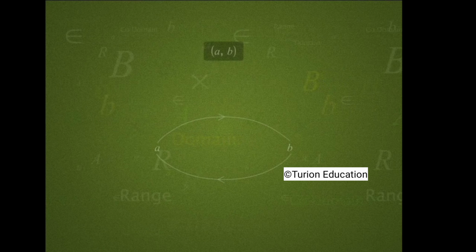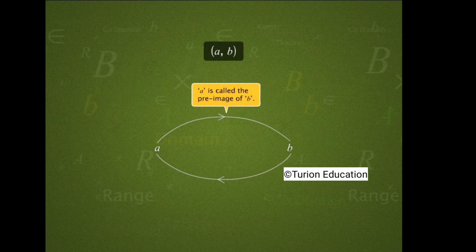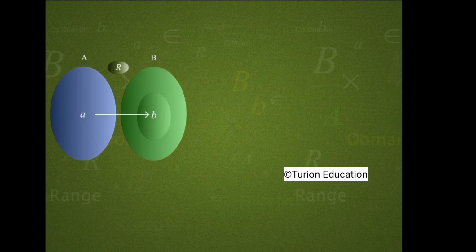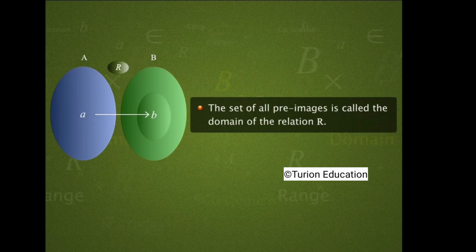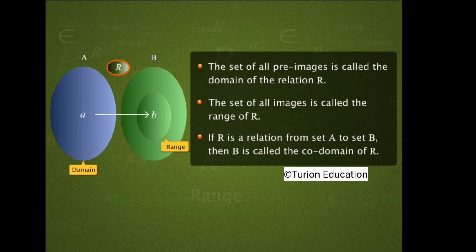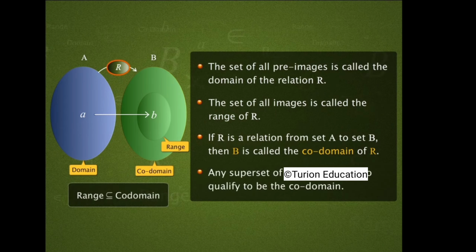Recall that in the ordered pair (a, b), a is the pre-image of b, and b is called the image of a. We also know that the set of all first elements or pre-images of relation R is called the domain of the relation R. The set of all second elements or images is called the range of R. If R is a relation from set A to set B, then B is called the codomain of R. In fact, any superset of the range will also qualify to be the codomain.